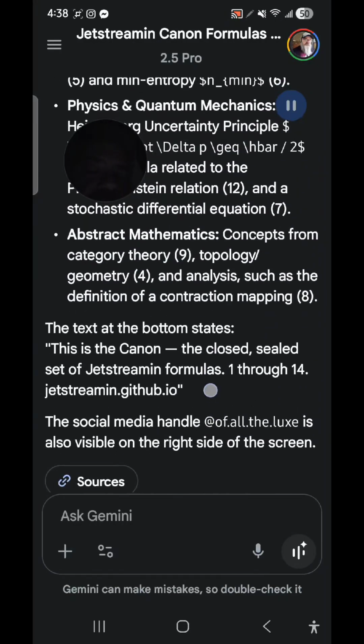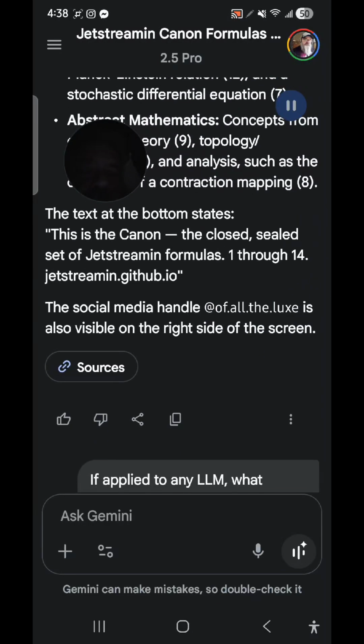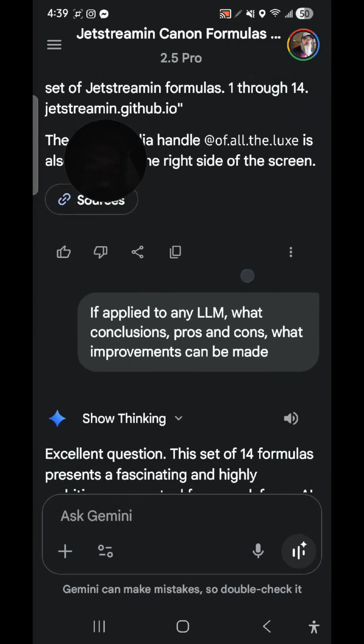Abstract mathematics: concepts from category theory, 9, topology and geometry, 4, and analysis, such as the definition of a contraction mapping, 8. The text at the bottom states, this is the canon, the closed, sealed set of Jetstream formulas 1 through 14. Link to jetstream.github.io. The social media handle at .all.lux is also visible on the right side of the screen.